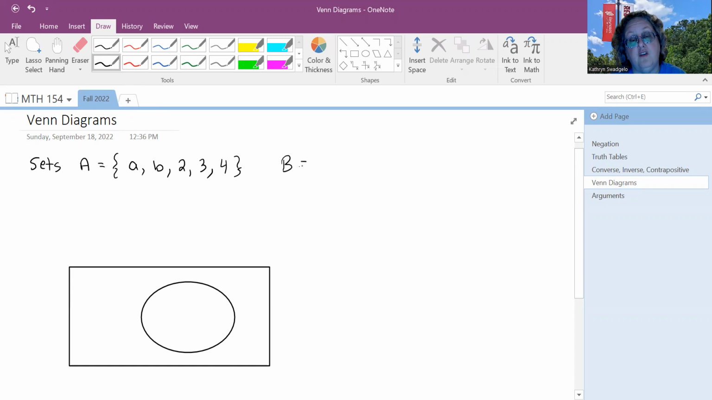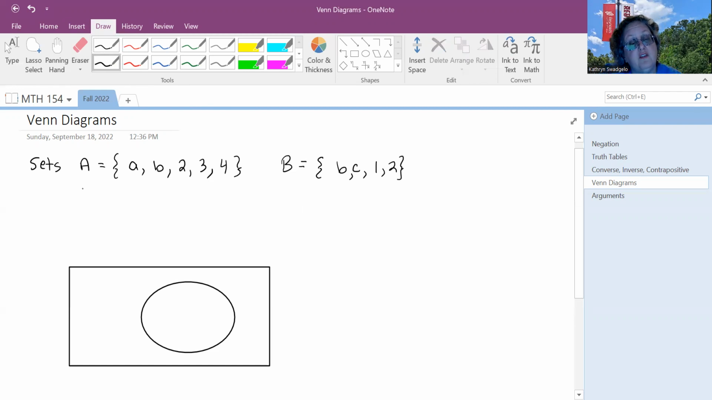And I could make another set, B, and I could put in it B, C, 1, 2. That's enough. Put that in it. And those would be our sets.